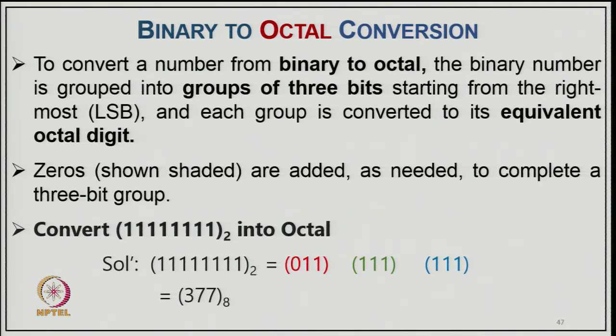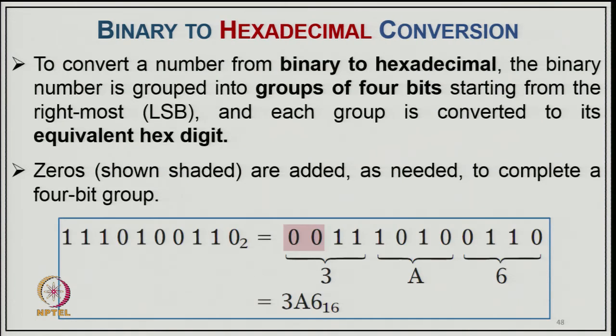So, this comes 0 1 1 is 3, the next group 1 1 1 is 7, and the last group 1 1 1 is also 7, and that comes as the octal number 377 at the base of 8. So, that is the way we convert binary to its octal equivalent.